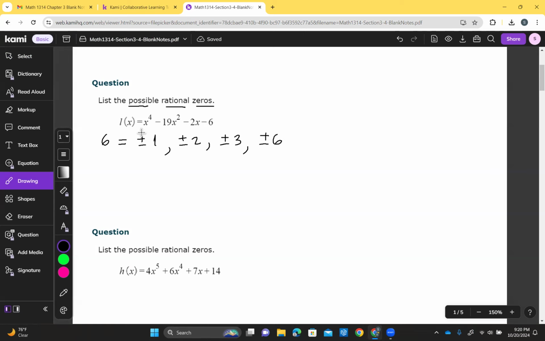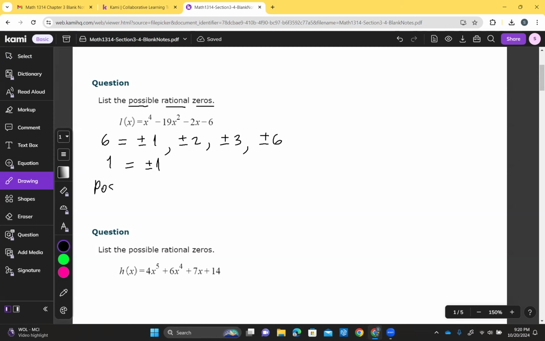Then we need to move to the leading coefficient. We have 1 times x to the fourth power here, so the leading coefficient is just 1. The factors of 1 are just plus and minus 1. That's the only number which divides 1. Now I am ready to write down all the possible rational zeros, and I will show you how I'm going to find them.